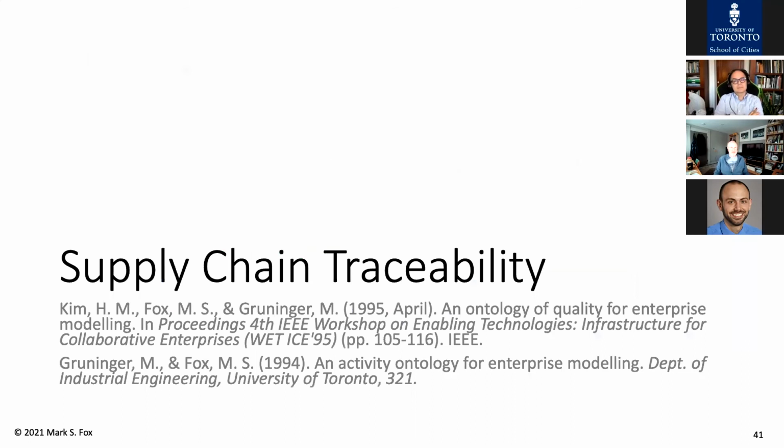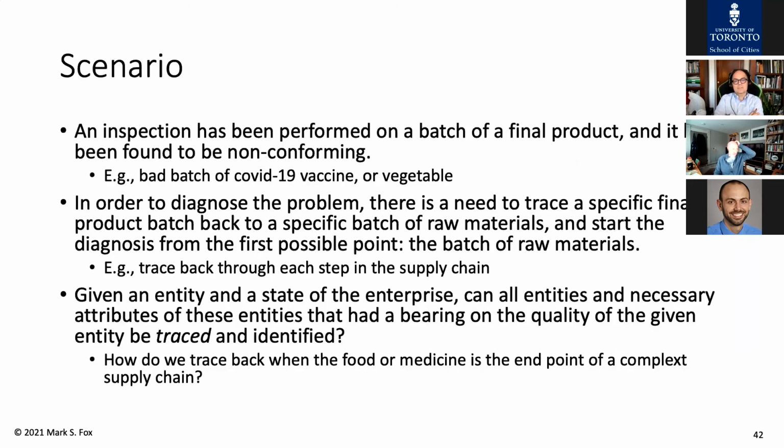So how does that relate to supply chain traceability? This is work that was done back in the 90s in our group in the Enterprise Integration Laboratory. The scenario is an inspection is being performed on a batch of final product and has been found to be non-conforming. For example, a bad batch of COVID-19 vaccine, or vegetables that have some type of bacteria on it.